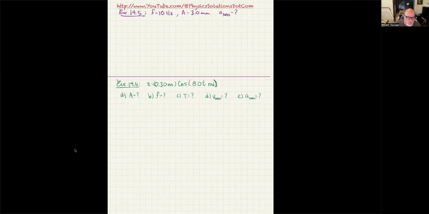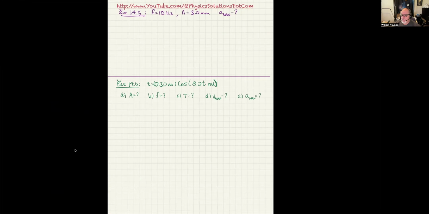a vibrating floor. A large motor in a factory causes a floor to vibrate at a frequency of 10 hertz. The amplitude of the floor's motion near the motor is about 3.0 millimeters. Estimate the maximum acceleration of the floor near the motor.